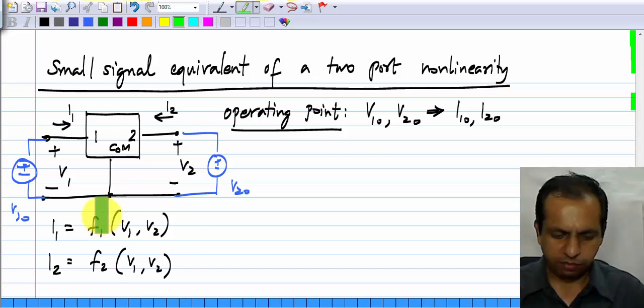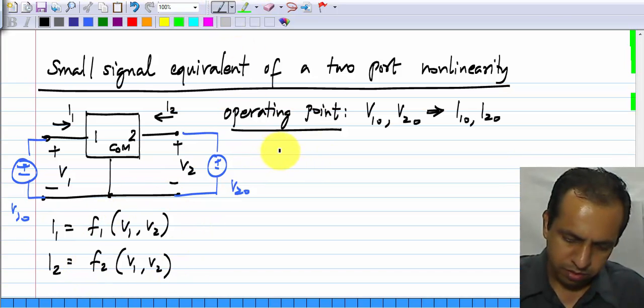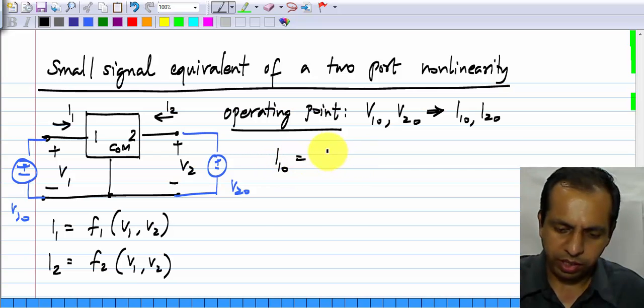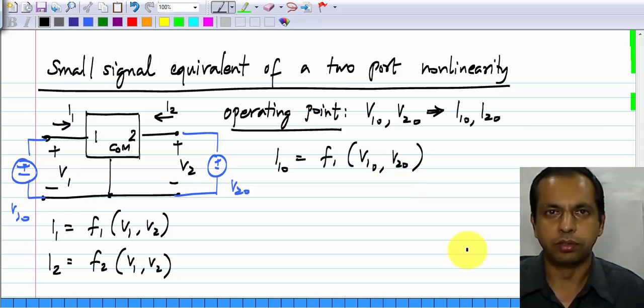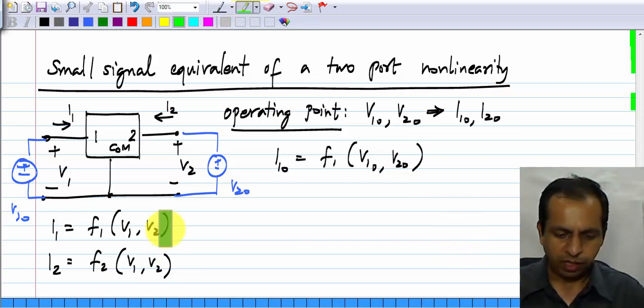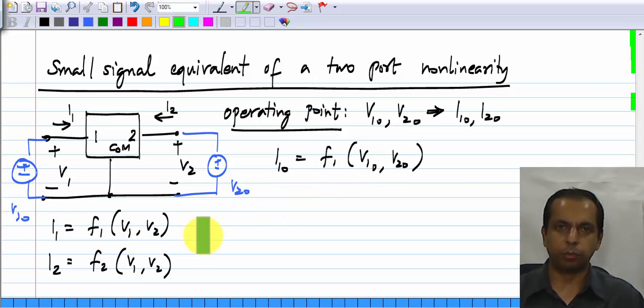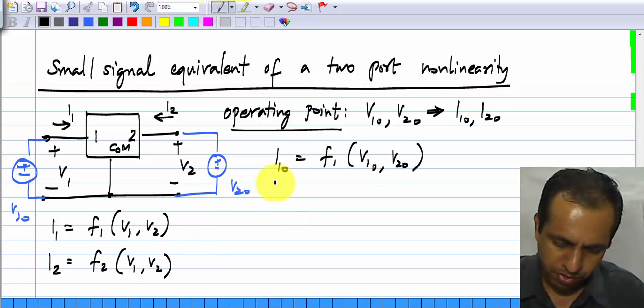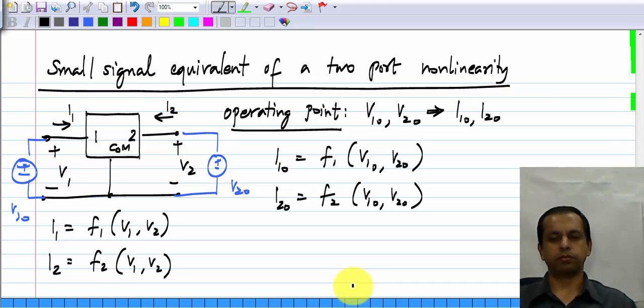Now, by definition of this nonlinearity, I1 0 has to be equal to F1 of V1 0 and V2 0. Okay, because these are valid for any voltages and currents. So, it clearly has to be true at the operating point, and I2 0 will be F2 of V1 0 and V2 0.